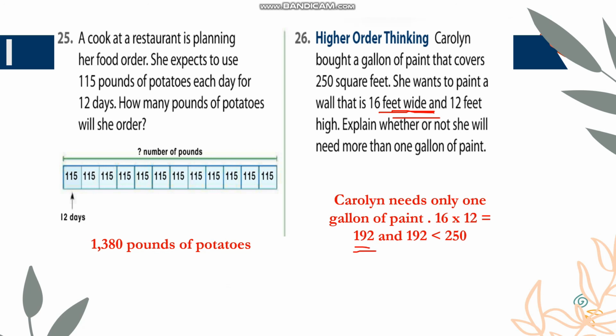So 1 gallon covers 250 square feet. So she needs only 192 square feet to paint. Therefore, she needs less than 1 gallon. So 192 is less than 250. So she needs only 1 gallon of paint.